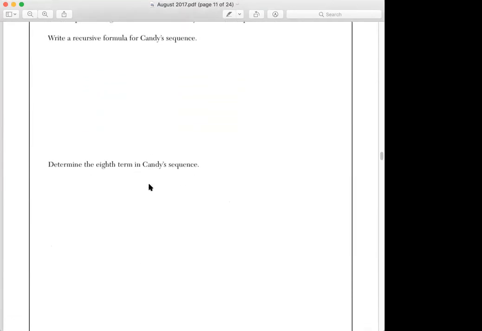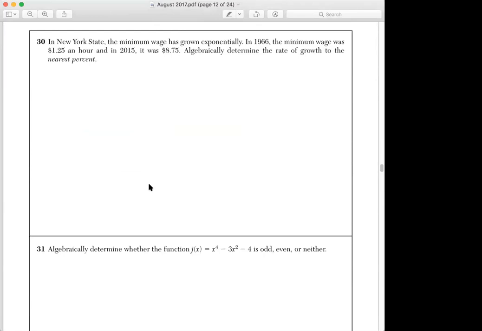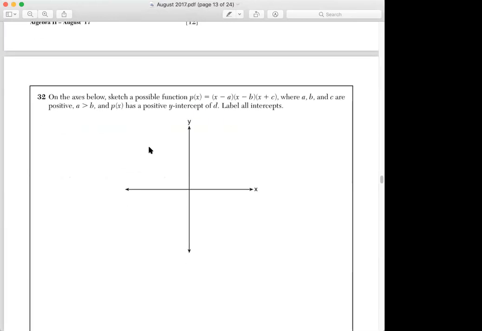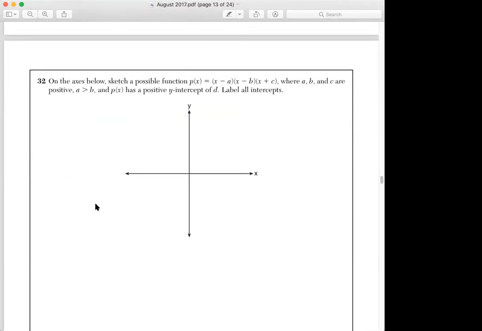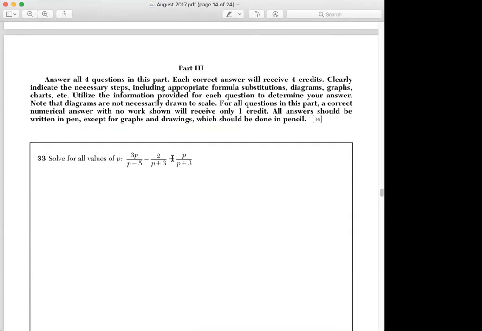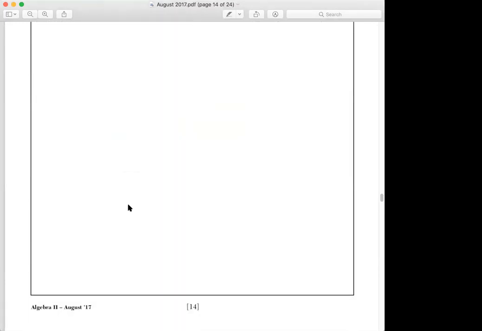29, nope. 30, nope. 31, kind of. 32, yes, you can sketch this graph. 33, yep, cancel out the denominators. And this is a 4.1.